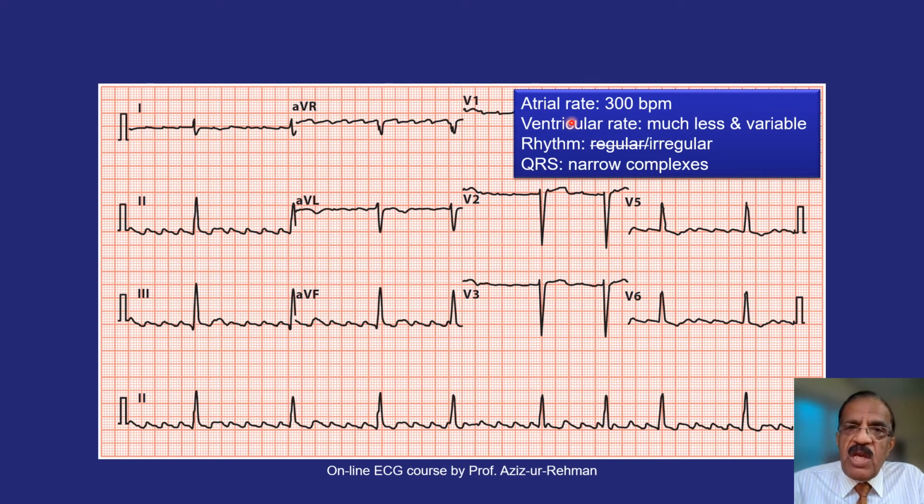Atrial rate again 300 beats per minute, but ventricular rate is much less and variable. Less because here it is like 6 to 1. 1, 2, 3, 4, 5, 6.